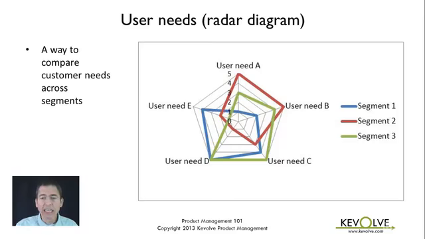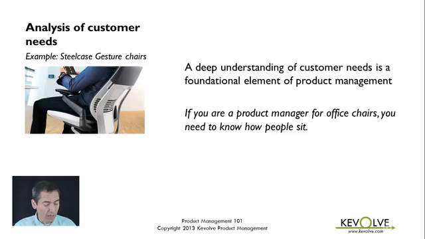So let's say user need A is price. Let's say that's performance or speed. Segment 2, in this case, feels very strongly about that. That's a critical, important element to them. Segment 1, however, does not see that as important. So that's a way to compare customer needs across segments using the radar diagram.